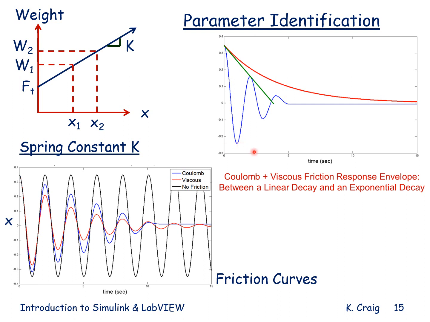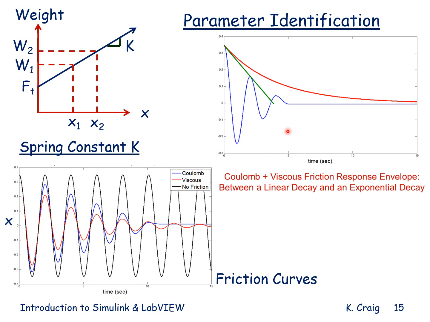And most probably, my behavior will look something like this. It will be somewhere in between an exponential decay and a linear decay, in which case I have both Coulomb and viscous friction. So one way to determine what you have is to do some curve fitting and determine whether you have viscous friction or Coulomb friction or a combination of both, and what those coefficients could be.